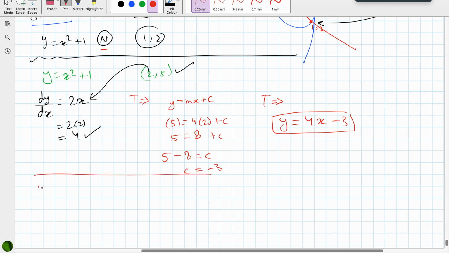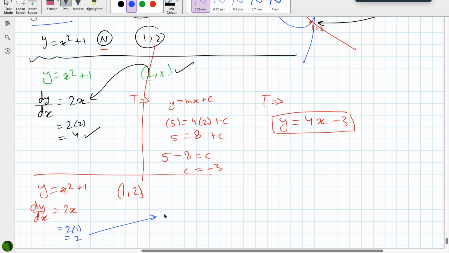The curve is the same: y equals x squared plus 1. dy by dx, why am I doing it again? Because it is for a different point. dy by dx is 2x, and now the point is 1 comma 2. So when x is 1, we know that the gradient is 2.